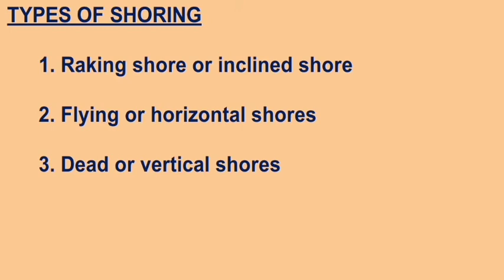Now, second one, flying or horizontal shores. In this type of shoring, the horizontal supports are given to parallel walls which have become unsafe due to removal or collapse of the intermediate building. There are two types of flying shore, single flying shore and double flying shore.